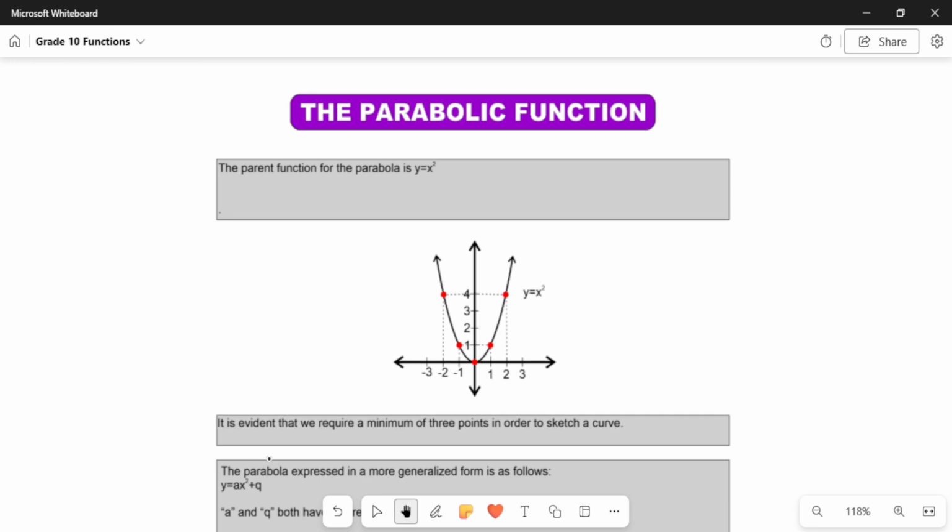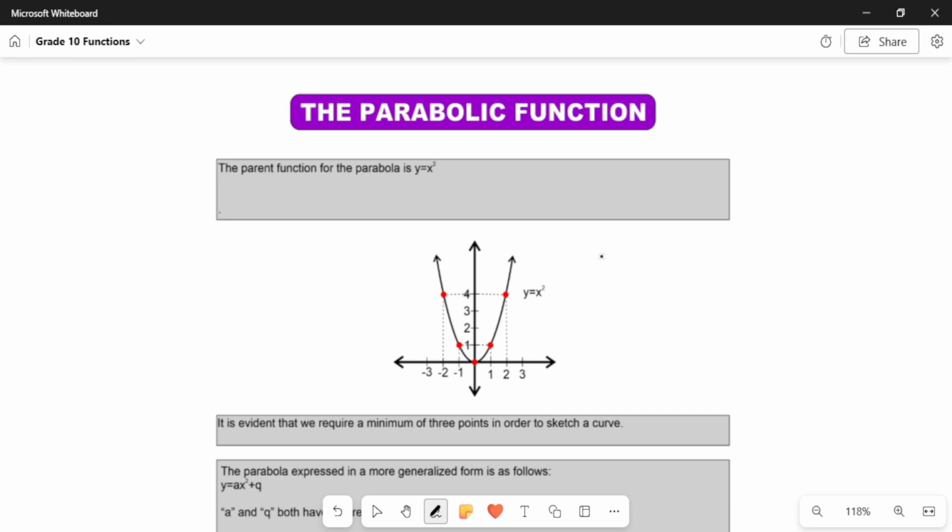Right? Things in the real world are not as ideal as theory makes them out to be. So we're trying to learn it in such a way that we can apply it in real scenarios, right? That's the reason why we have these constants here and this plus q here. Okay, so the parent function is very simple. It's y is equal to x squared. That's the parent function for the parabola.